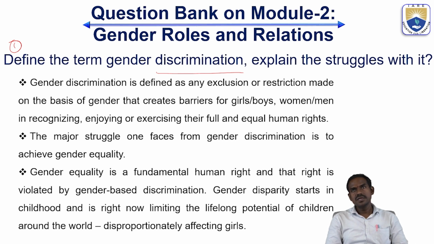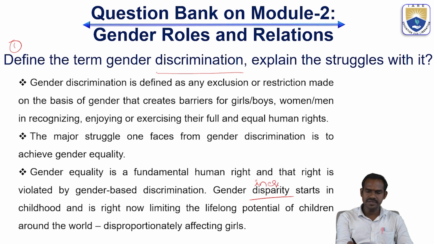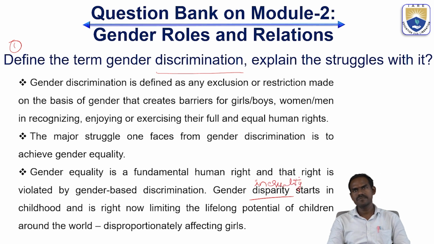Why gender equality? Gender equality is a fundamental human right, and that right is violated by gender-based discrimination. These two are opposite to each other. Gender disparity: disparity means inequality, and parity means equality. Where does gender disparity or gender inequality start? In childhood itself. And it is right now limiting the lifelong potential of children around the world and disproportionately affecting the girls also. So gender equality is the main struggle to achieve in this gender discrimination society.